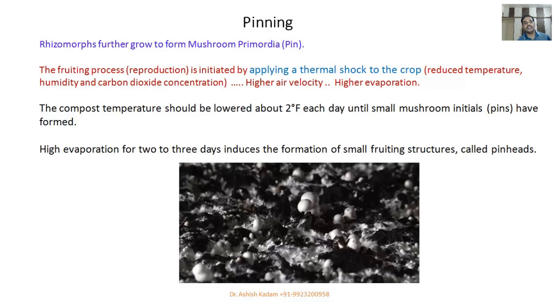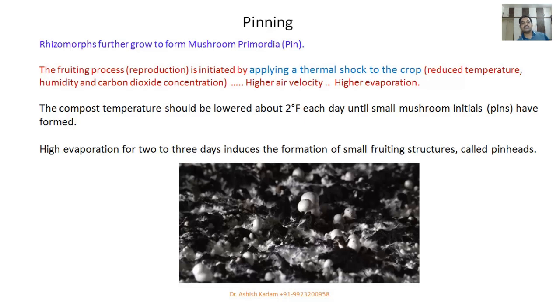We have small knots which are formed because of the fusion of small thin threads of the mycelium. Now these rhizomorphs further grow and they form the mushroom primordia. So primordia is basically small heads. They are basically pins, small buttons, and these pins later on develop and convert into the button. The process of converting these rhizomorphs or thick threads into the pins or the primordia is basically initiated by providing a thermal shock to the crop.